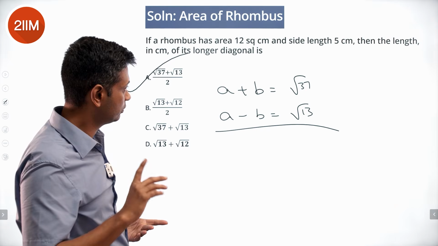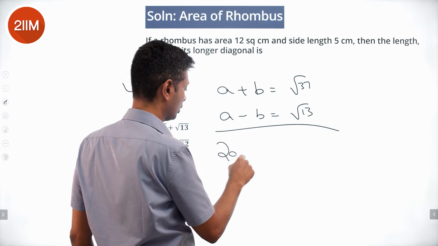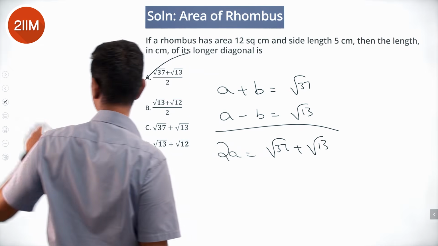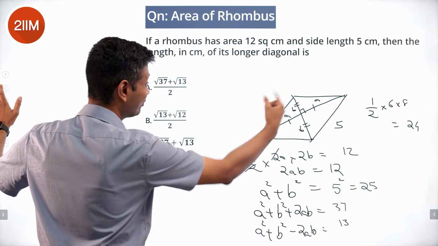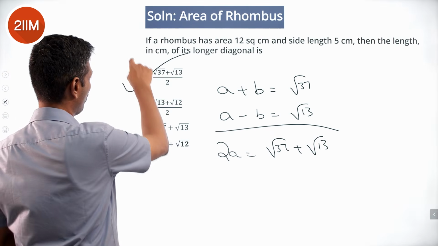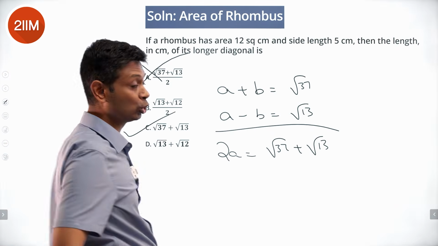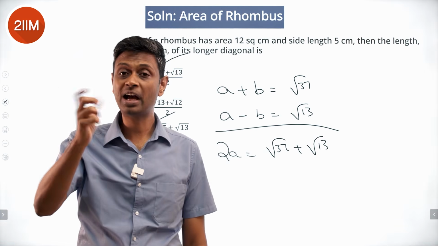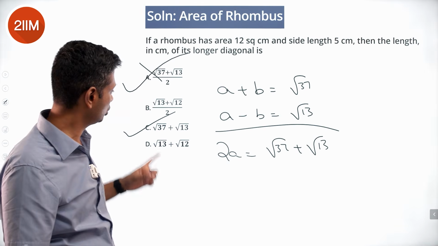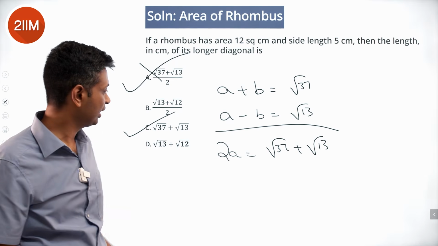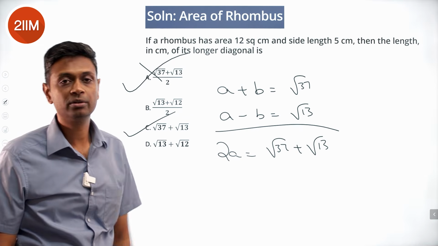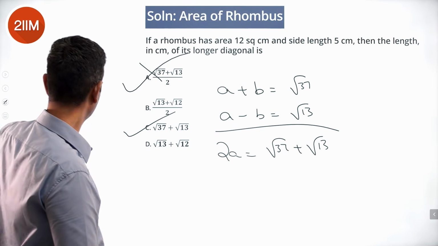Wait a second. 2A is root 37 plus root 13. Remember, A is half the diagonal. The answer is not this, it is this. 2A is the length of the diagonal, not A. We assumed A, B to be half the diagonals. So the longer diagonal is root 37 plus root 13. Shorter diagonal is root 37 minus root 13. Half into product of the diagonals will be 12. That works. So the answer is root 37 plus root 13.